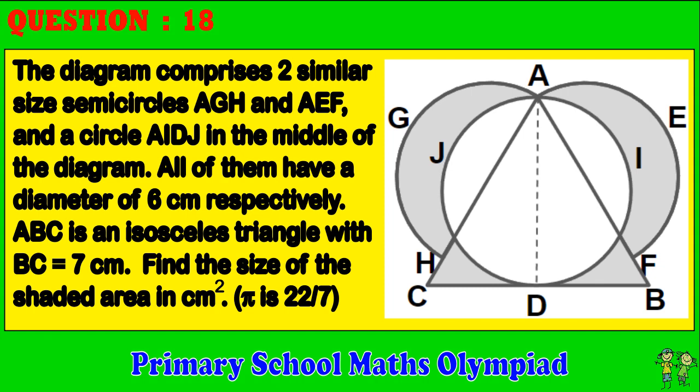Question 18. The diagram comprises two similar-sized semicircles AGH and AEF, and a circle AIDJ in the middle of the diagram. All of them have a diameter of 6 centimeters respectively. ABC is an isosceles triangle with BC equals 7 centimeters. Find the size of the shaded area in centimeters squared. Pi equals 22/7.